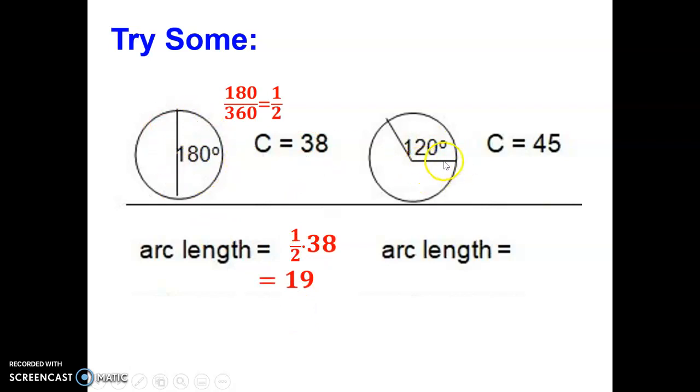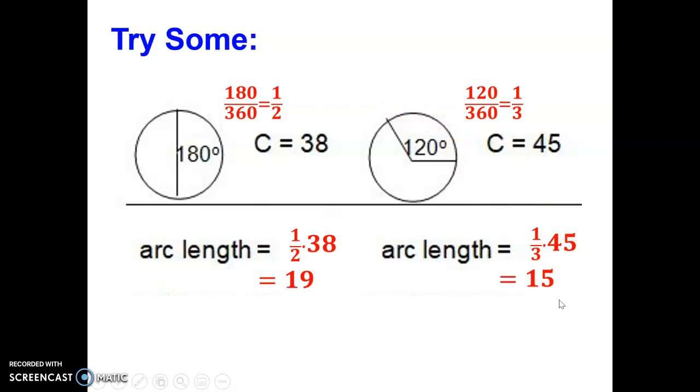How about this next one here? We have an angle of 120 as our central angle, and we want to know the length of this arc. We know the whole circumference is 45. Maybe you've already figured it out, awesome. But if we approach it this way, we can ask what portion is 120 out of the whole 360 in a circle? 120 divided by 360 is 1/3. 120 is 1/3 of the way around the circle. So if we're going 1/3 of the way, then we're going to do 1/3 of the circumference. So 1/3 of the circumference gives us 15.